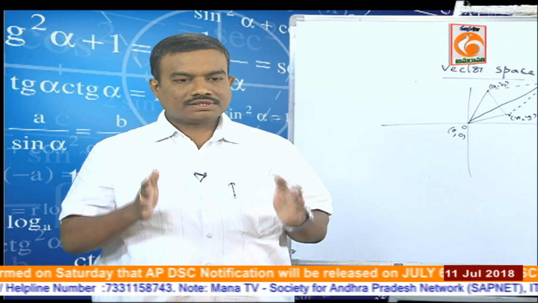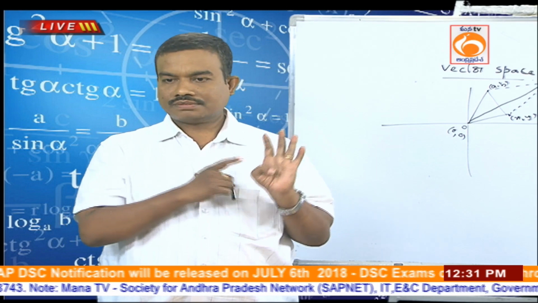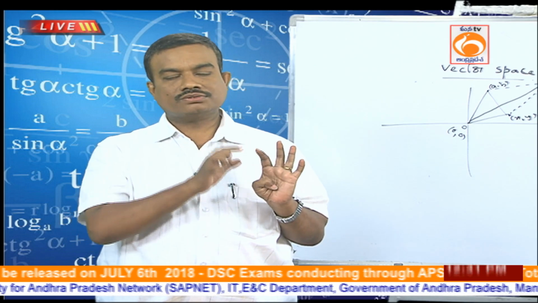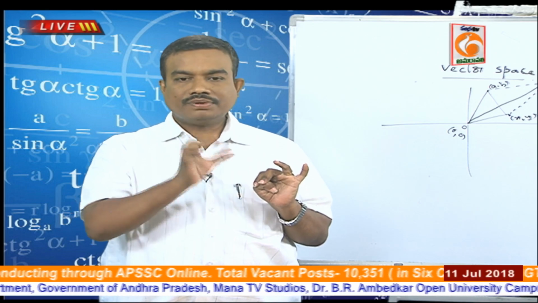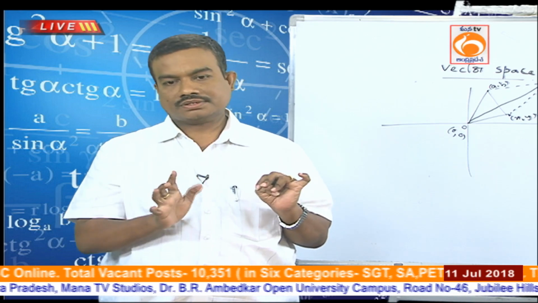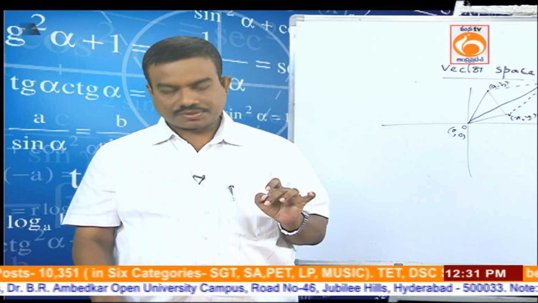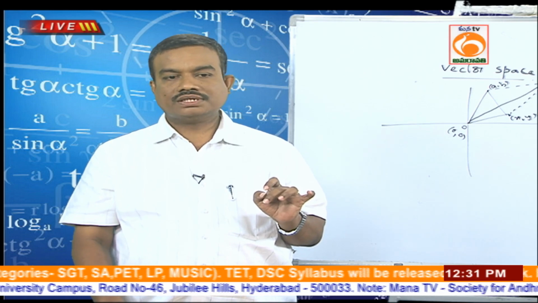In the first topic we defined what a vector space is, noted certain points, looked at some examples and a simple theorem about vector spaces. So, this ends the first topic. Let us proceed to the next topic.